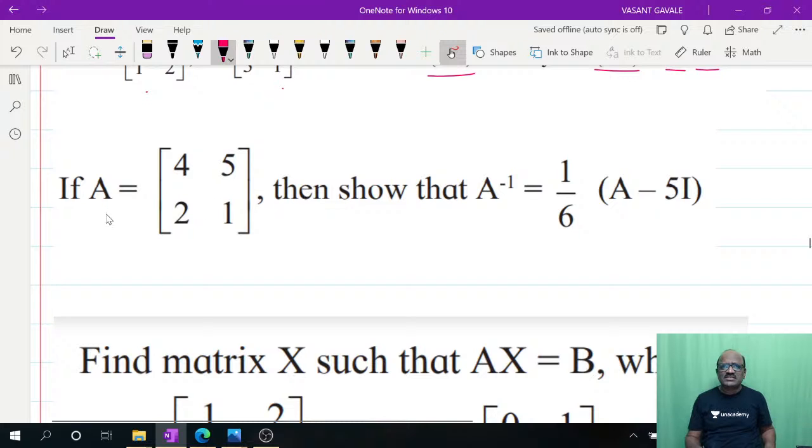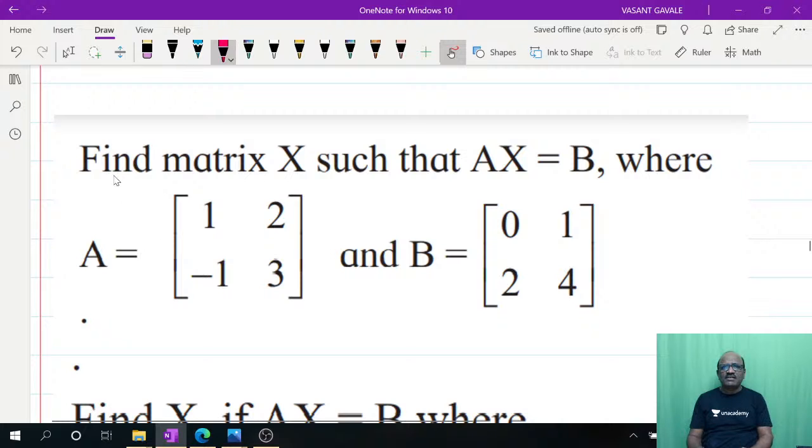Okay, next. If A = [4 5; 2 1], then show that A inverse is equal to 1/6 (A − 5I). These are normal questions. How to find out the A inverse? That is 1/6, take this A matrix, subtract 5 into I, divide by 6, and then you will get the A inverse. Separately find out A inverse by using the transformation method.